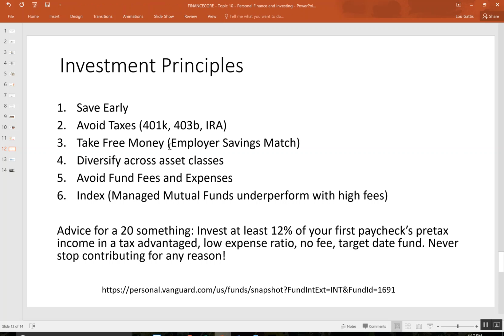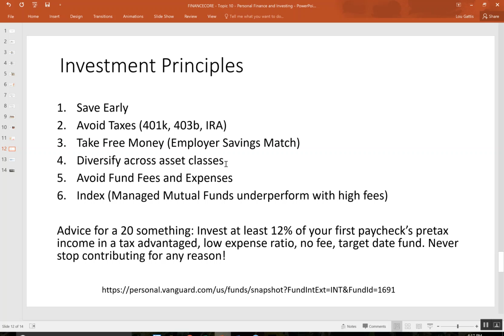Also, make sure you take free money. If your employer matches your 401k up to a certain percent, you have to at least save that. So many companies have, say, the first 3 or 6% of your 401k savings matched. In other words, if you're making $100,000 and you save 6%, $6,000 into the 401k, they'll put another $6,000 in there for you.